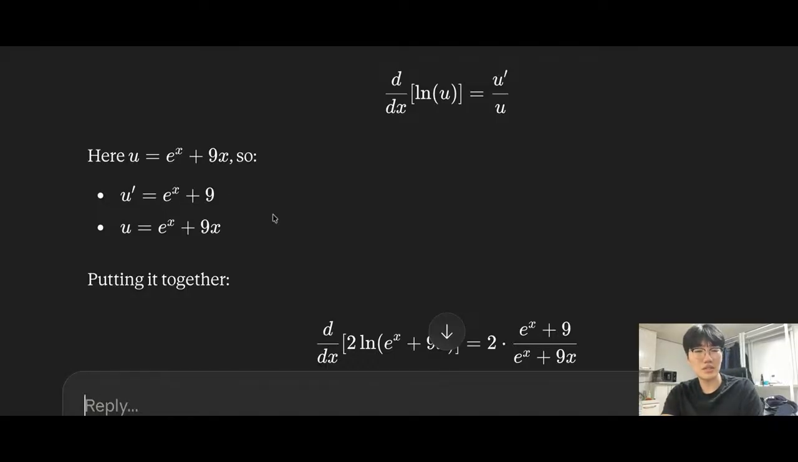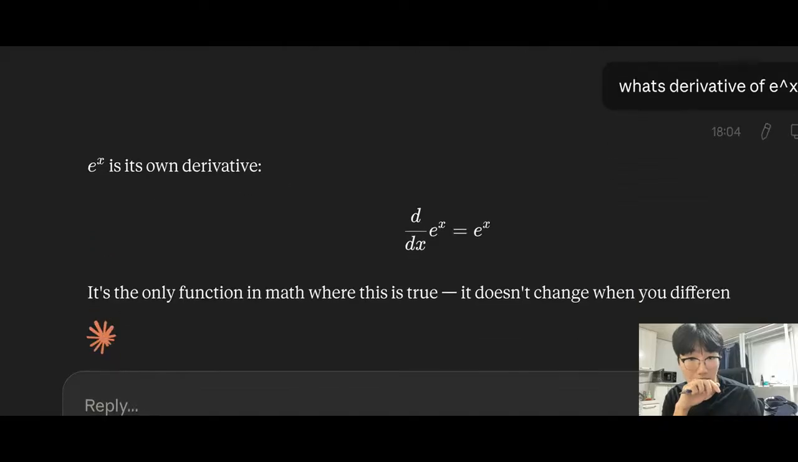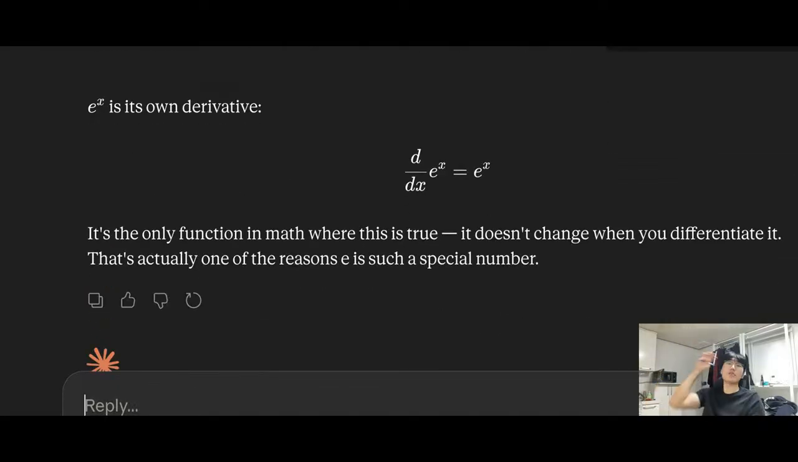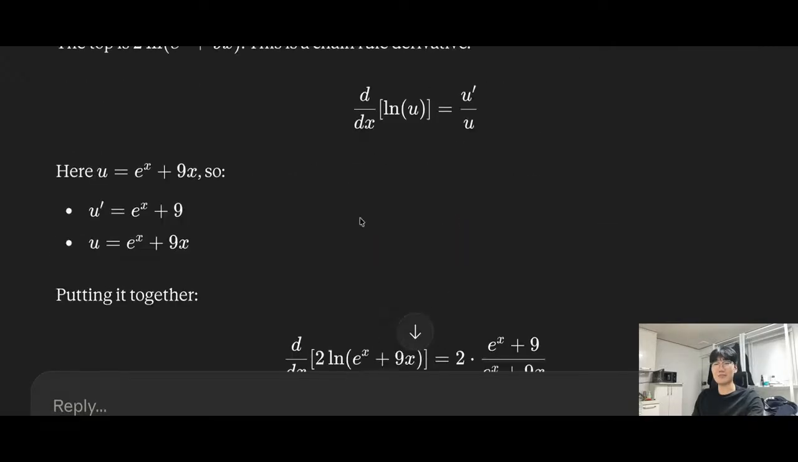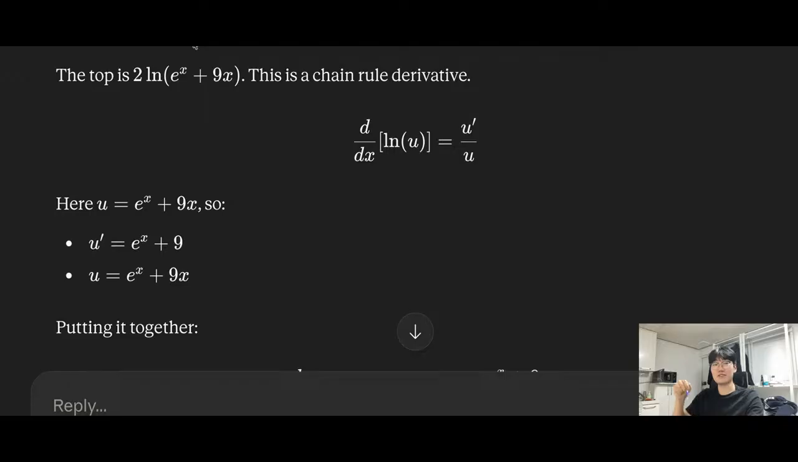What? That's the derivative of e^x. Oh, wow. Okay. The derivative of e^x equals e^x. It's just the same. This is the only function in math where this is true. Other things are different, but just this one specific thing is true. And I should appreciate it, right?